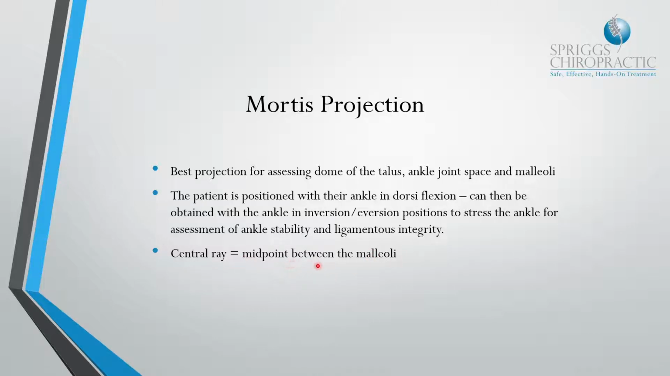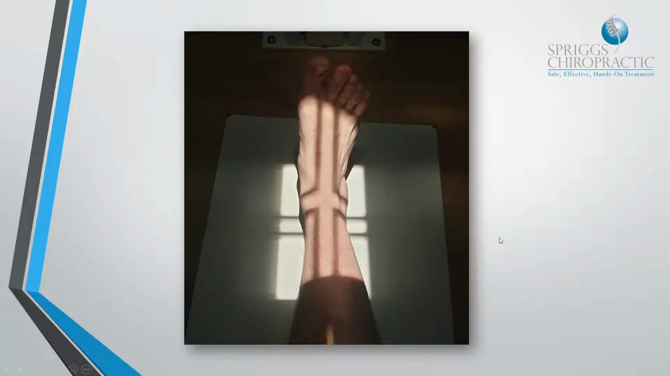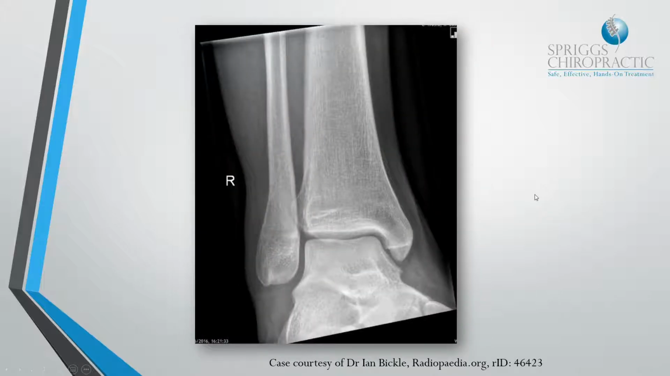The central ray is midpoint between the two malleoli, just here. So here we have the lateral malleolus and the medial malleolus, and you want to pick the midpoint right between the two, and you should hopefully end up with something that looks like this. You will see a lot more of the distal aspect of the tib and fib. You'll also see the syndesmosis between the distal tib and fib just here, and this is the location of the interosseous membrane that you're not going to see on an X-ray. But here's the dome of the talus, here's the medial malleolus, here's the lateral malleolus, and you've got the lovely joint spaces between all three areas.